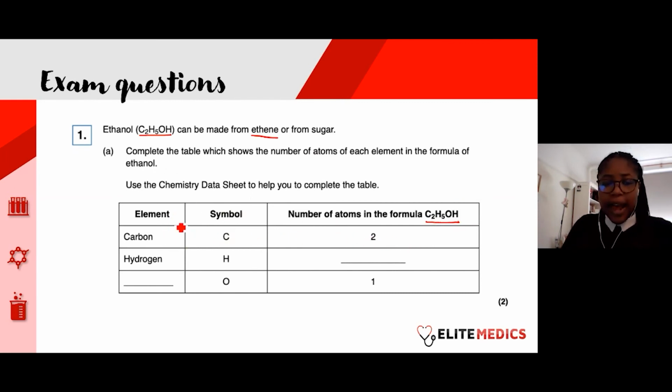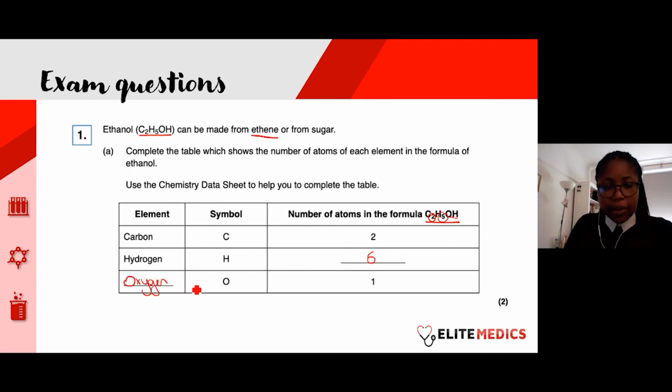It tells us that for the element carbon, the symbol C, there are 2 atoms of this in the formula for ethanol, which you can see there's a 2 by the carbon symbol. For the element hydrogen, which has the symbol H, we can see that there are 5 hydrogen atoms here and another 1 here. So in total, there are going to be 6 hydrogen atoms in the formula for ethanol. And finally, they told us that there is 1 atom with the symbol O in the formula, which we can see here, and the name of that element is going to be oxygen.